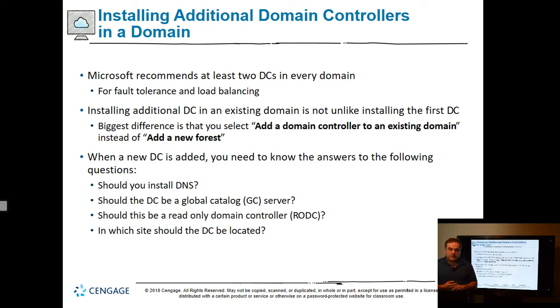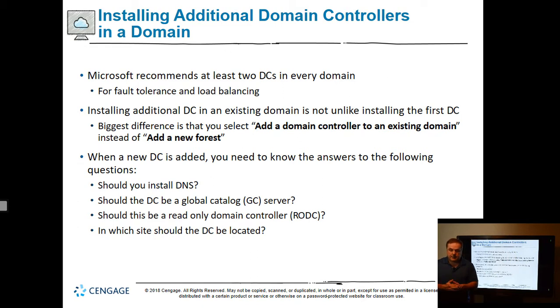When you go to do the installation on a second domain controller, you want to add a domain controller to an existing domain. Don't choose to add a new forest on your second domain controller. Otherwise, you'll create 2 different forests with the same name, and then you'll have nothing but problems, and we'll have to undo all that. So when a new DC is added, you need to know the answers to the following questions. Should you install DNS? Well, it's installed by default.